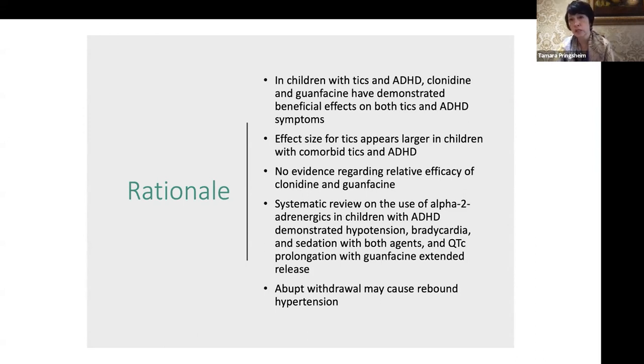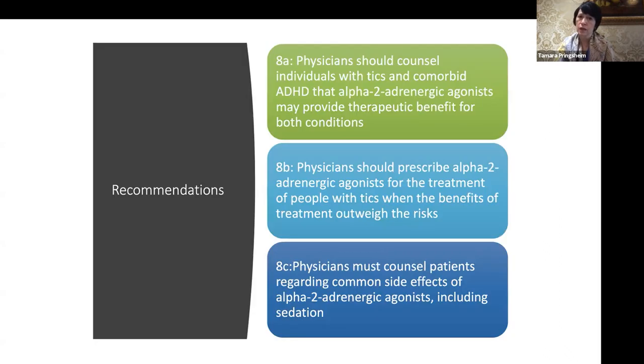So the things that we need to watch out for include hypotension, bradycardia, and sedation. And there can be QTC prolongation with the guanfacine extended release. And it's important to note that abrupt cessation can cause rebound hypertension. So we made recommendations about using alpha agonists, especially in children that have comorbid tics and ADHD, so that both conditions can benefit, and that these medications can be prescribed when the benefits outweigh the risks.